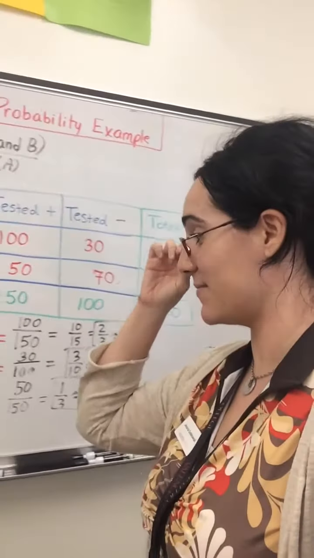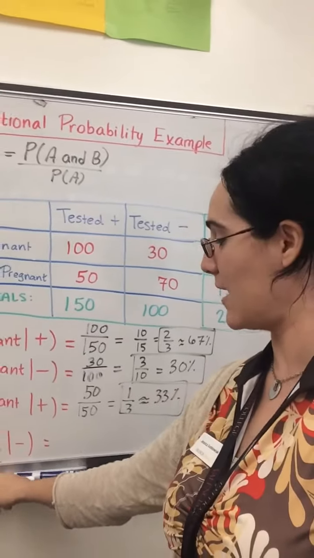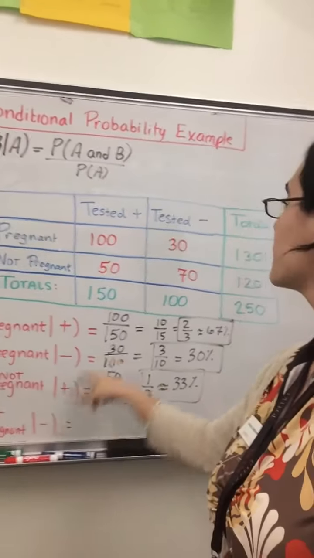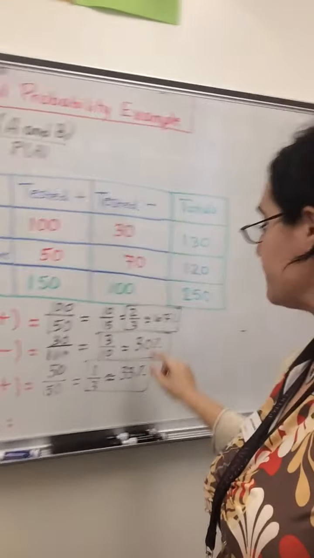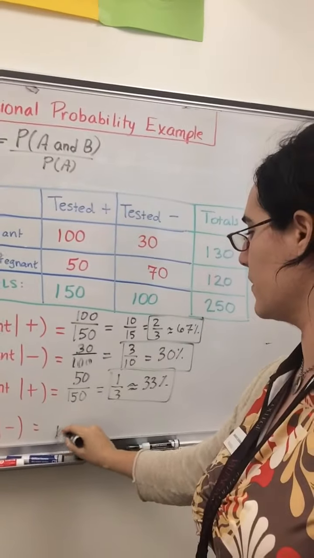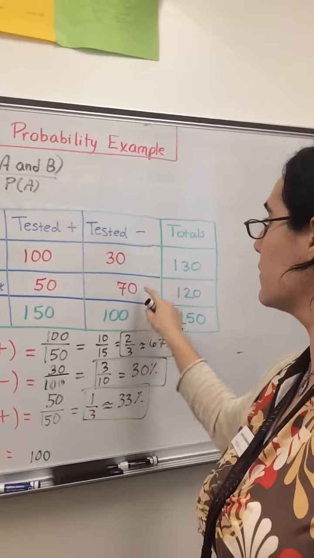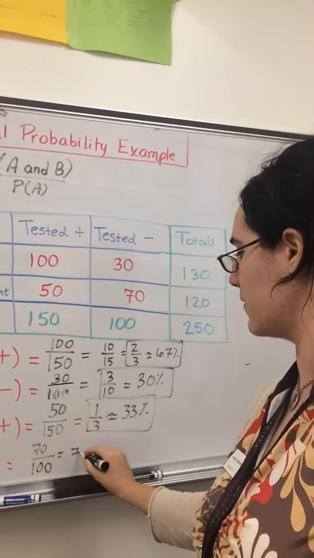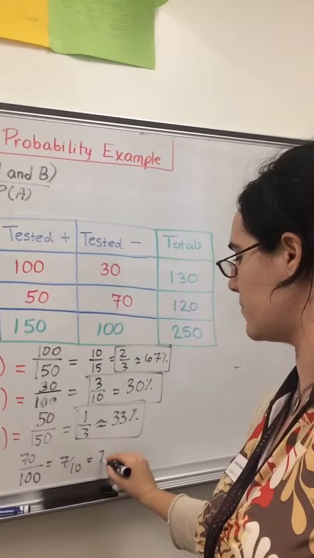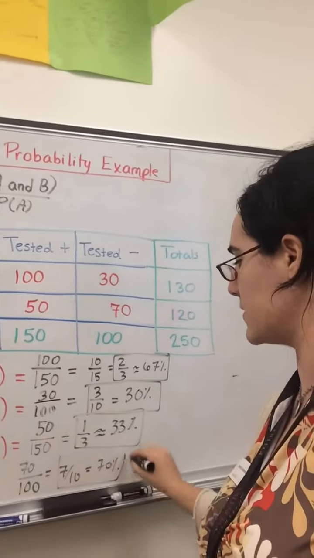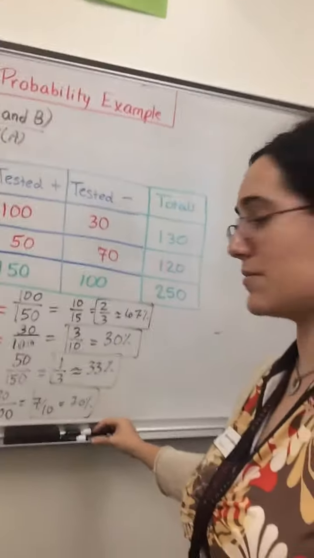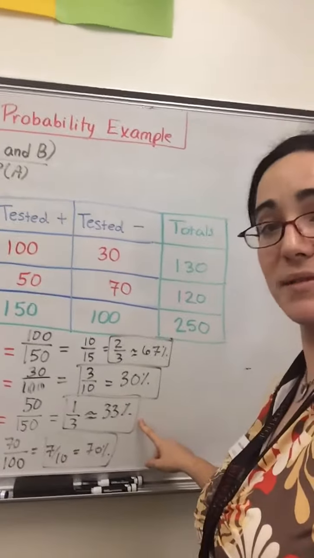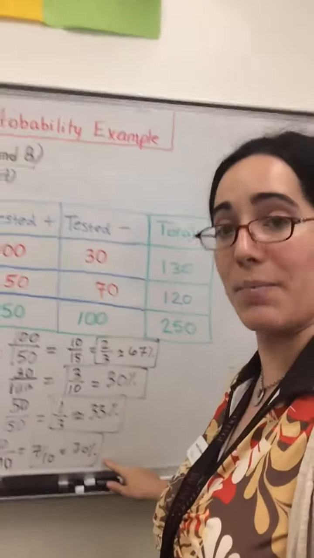And in part D, find the probability of randomly selecting a woman who is not pregnant if she took the test and it was negative. From our negative test that was the given, there are 100 to choose from, and of those 100, 70 were not pregnant. So 7 out of 10, or 70%, is the probability for part D. Notice also that A and C are complementary since they add up to 100% and they are opposite events, and B and D are complementary as well.